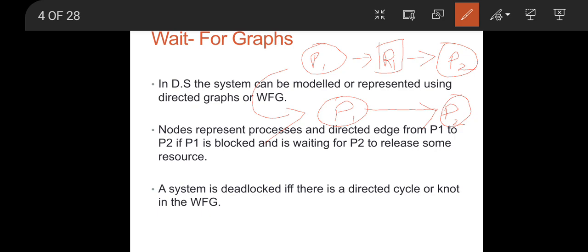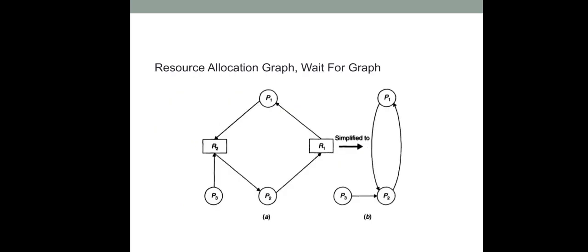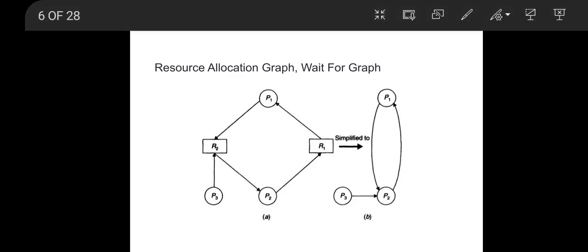So either resource allocation graph or wait-for graph we can use while modeling the deadlock, and in that graph we need to check whether there is a cycle or not. So for example, here this is the resource allocation graph and this is our wait-for graph. In the resource allocation graph, we can see P1 is requesting R2, which has already been allotted to P2. P2 is requesting R1, which is already allotted to P1. Similarly, R2 is also being requested by P3. Now the entire graph can be simplified by removing R1 and R2, and this will be the simplified version called wait-for graph.